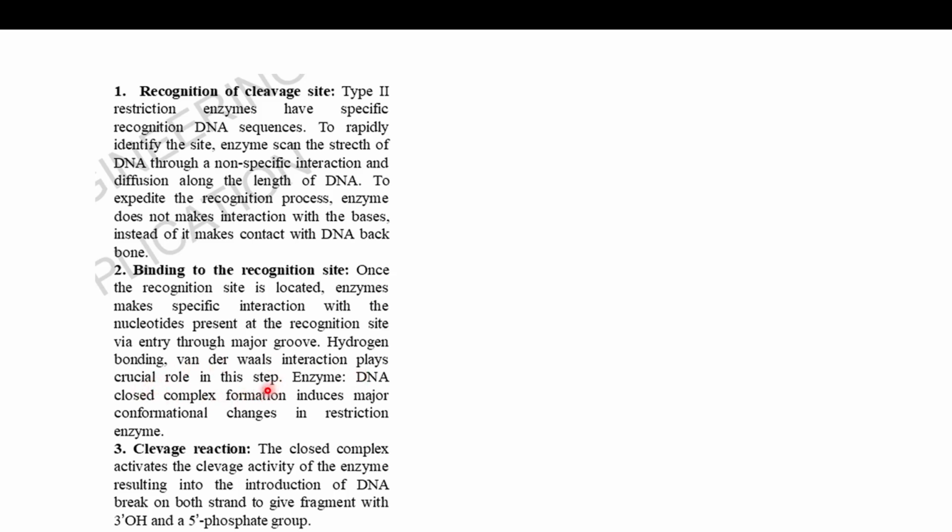Now, in case of non-specific interaction or in case of specific interaction, the interactions acting between the enzyme and the bases are broadly non-covalent interactions. Even when the specific sequence is recognized, these non-covalent interactions like hydrogen bonding and van der Waals interactions are the major ones that help the enzyme interact with the specific nucleotide sequence. Enzyme-DNA closed complex formation induces major conformational changes in the restriction enzyme.